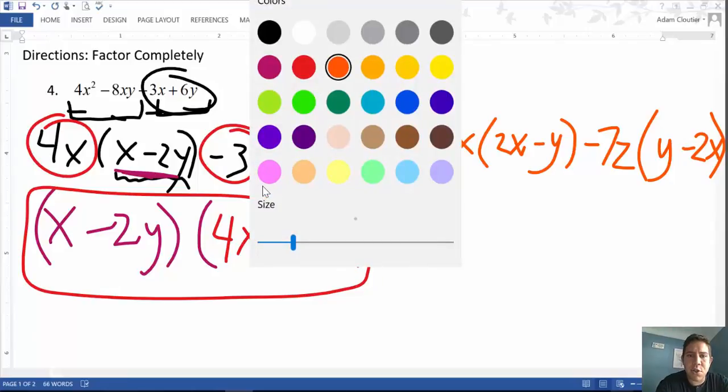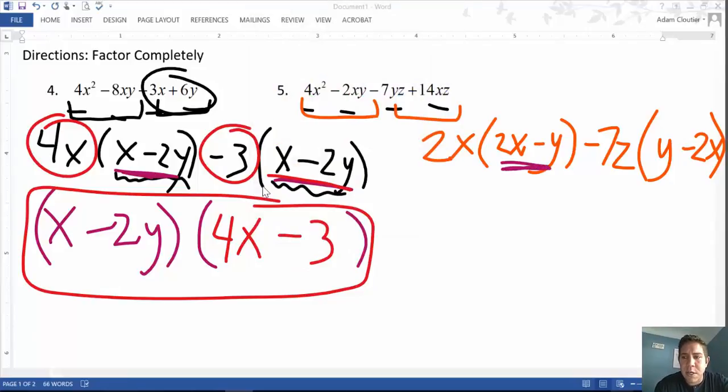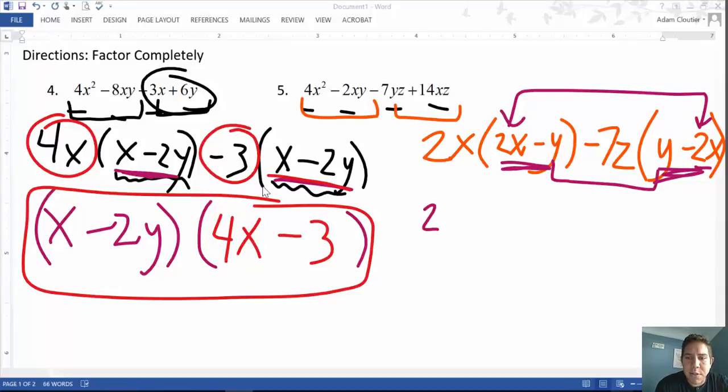Are these 2 expressions exactly the same? No, they're not. But if you notice, they only differ by a negative sign. The 2x is positive here, the 2x is negative there. The y is negative here, and the y is positive there. So let's rewrite this, but let's pull out a negative 1 from the second expression, or the second parentheses.